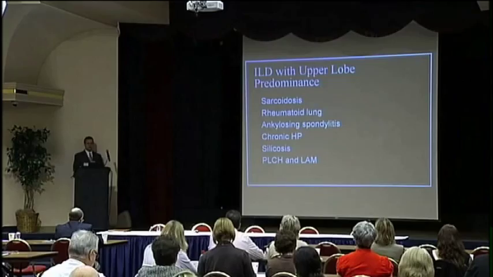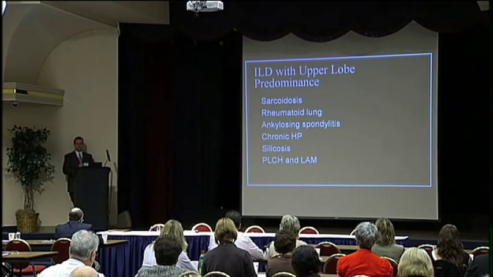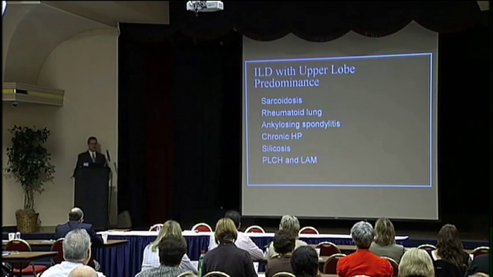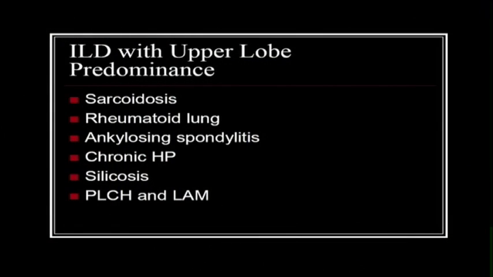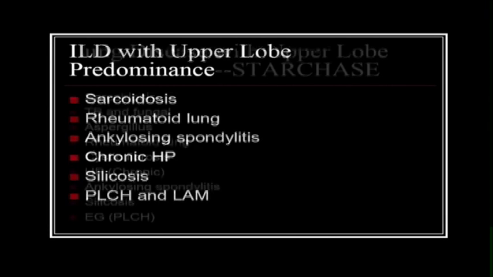I also like, when I look at x-rays or CT scans, to determine what the predominant location of the findings is. Is this upper lobe? Is this diffuse? Is this lower lobe? Interstitial lung diseases with an upper lobe predominance are sarcoidosis, rheumatoid lung, ankylosing spondylitis, chronic hypersensitivity, silicosis, Langerhans cell histiocytosis, and LAM, although LAM actually usually is more diffuse.